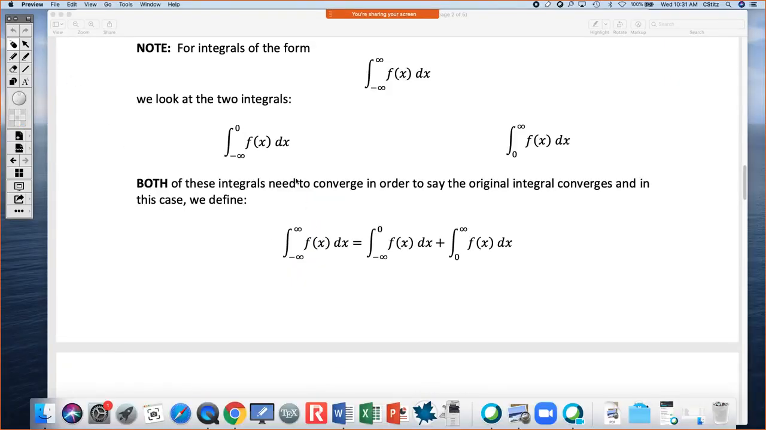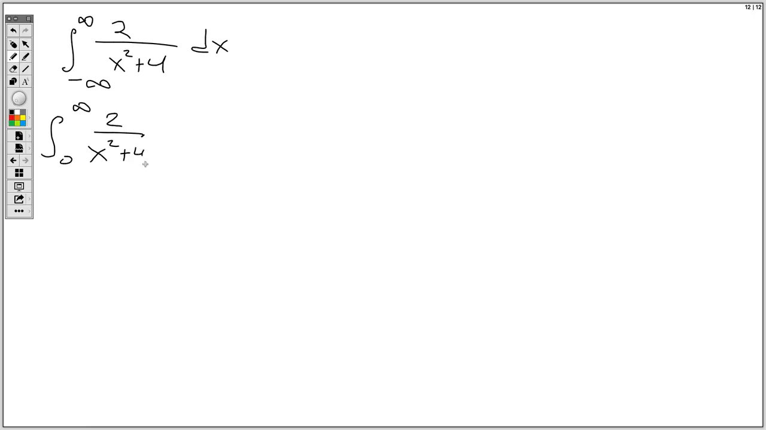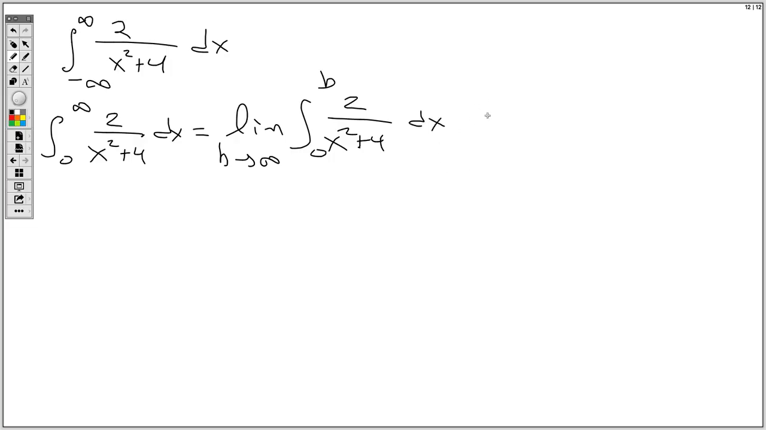So our example here, we're going to start with the integral from minus infinity to infinity of 2 divided by x squared plus 4. So what we're going to do is look at the integral from 0 to infinity of 2 over x squared plus 4. And we know how to interpret this. This is the limit as b goes to infinity of the integral from 0 to b of 2 over x squared plus 4 dx.